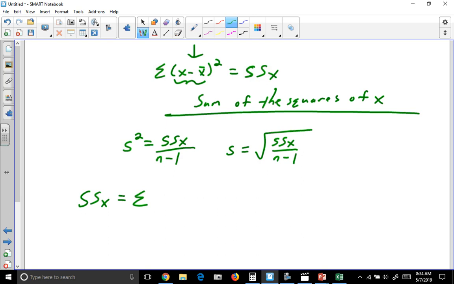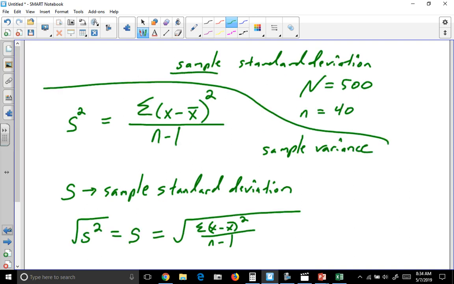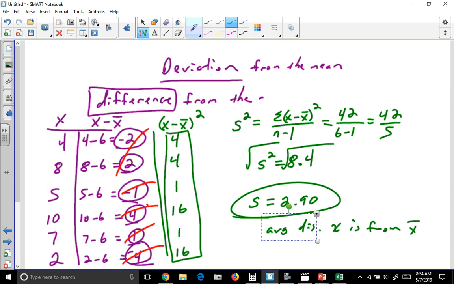So the more accurate way to get this value is to square each of your x's, add those together, add your x values together and square them, and divide that part by n. And we will get the same value with the possible exception of round off errors. So let's go back to our data, and let's copy it and do this calculation this way.